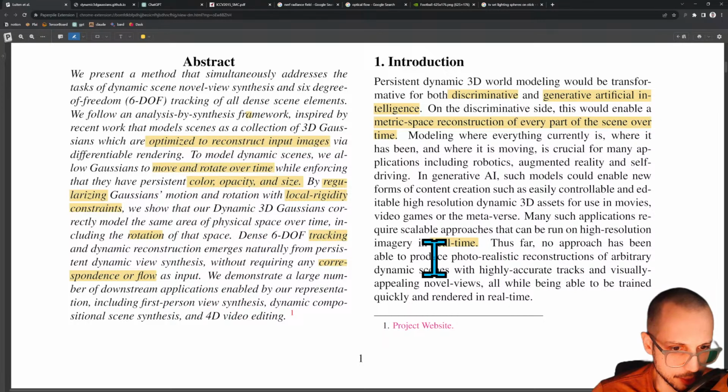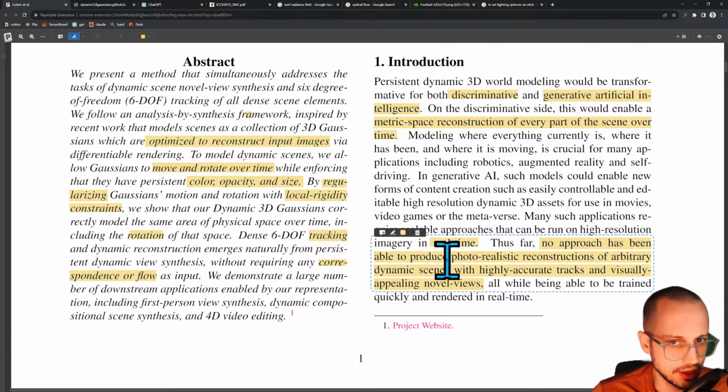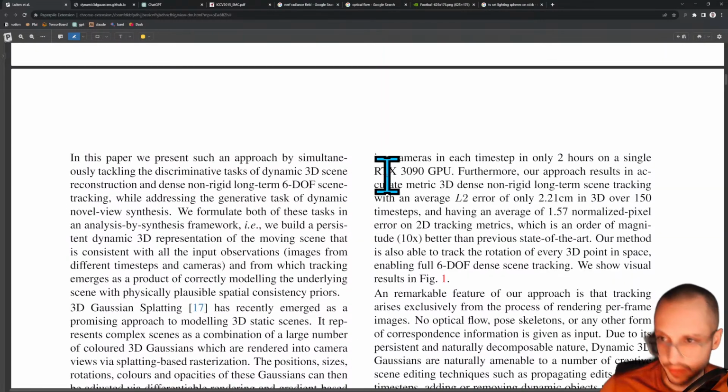Thus far, no approaches have been able to produce photorealistic reconstructions of arbitrary dynamic scenes with highly accurate tracks and appealing novel views. I don't know about this statement because it says nobody has been able to do photorealistic, not a very formal definition, arbitrary dynamic scenes, also not a very formal definition, highly accurate tracks. So all of these are subjective adjectives, right? There isn't a benchmark for highly accurate tracks. So all while being able to train quickly and render in real time. Okay, so basically what they're trying to tell us here is that their method is good.